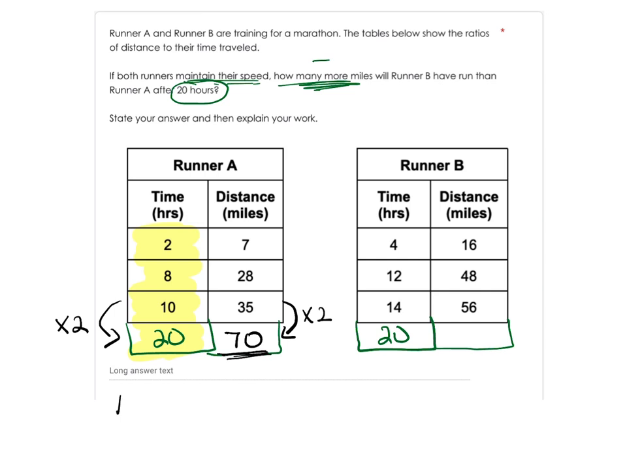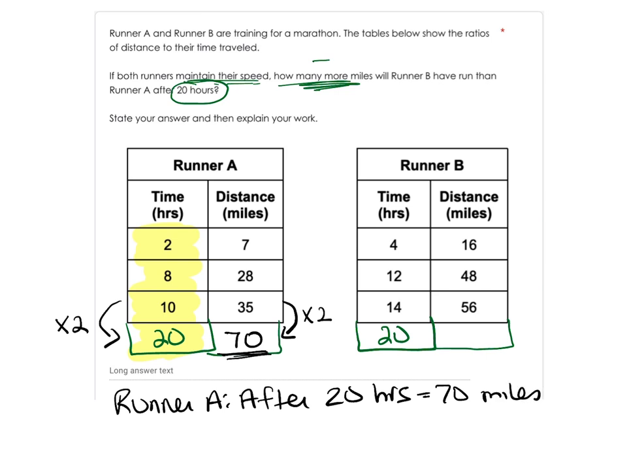So that's the first part of it. So let's write that down so we don't forget it. Runner A, after 20 hours, has gone 70 miles. All right, now we have to do the same thing for B.